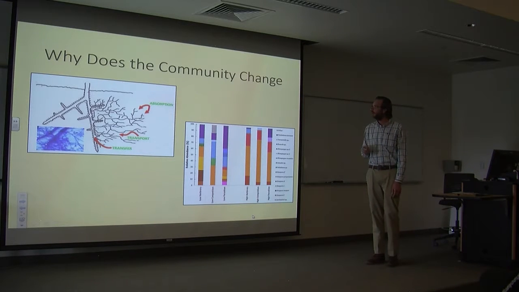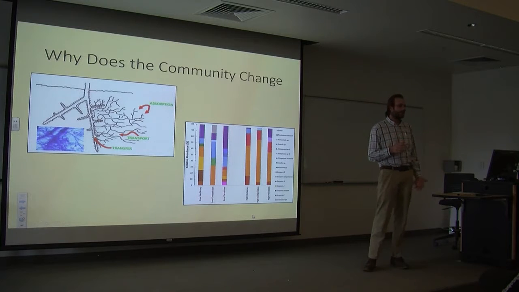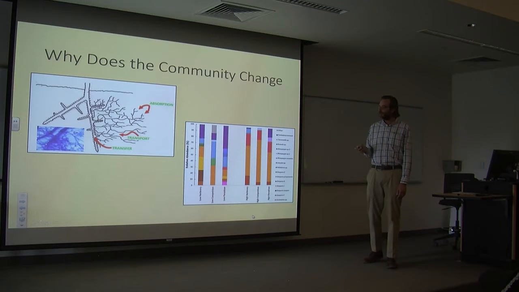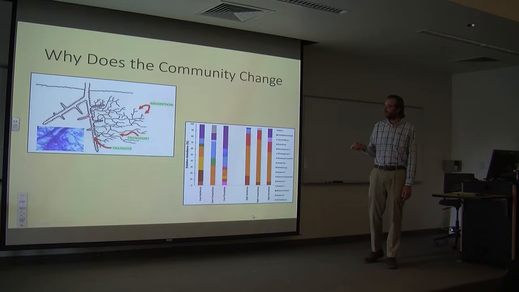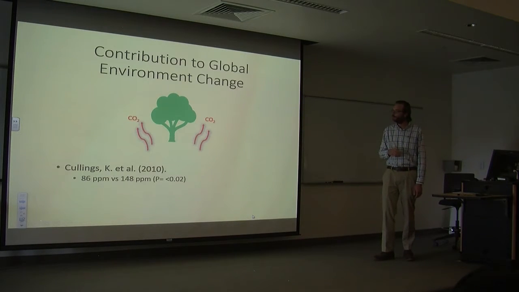So why does the community change? Like I said, the dwarf mistletoe is parasitizing the tree, and the tree is requiring more work done by the fungus to acquire those nutrients in the soils and bring them back to the tree. And that's why we see these changes here.